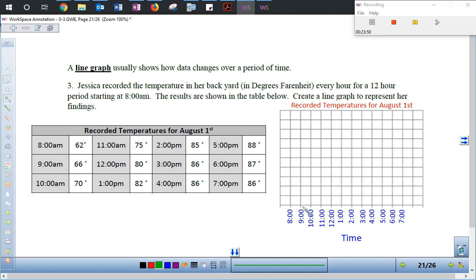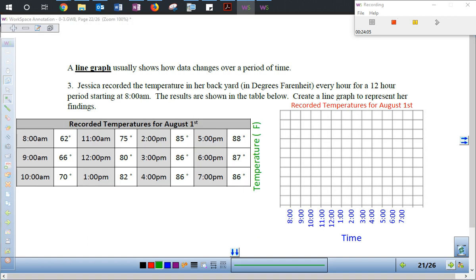Now if this bottom axis is time, that means this left axis has to deal with these dudes right here. Well, this is the temperature that we're working with. So we're going to label this axis over here temperature, but notice in parentheses we need to say how we are measuring temperature, which my pen won't work here, but we need to put in degrees Fahrenheit.